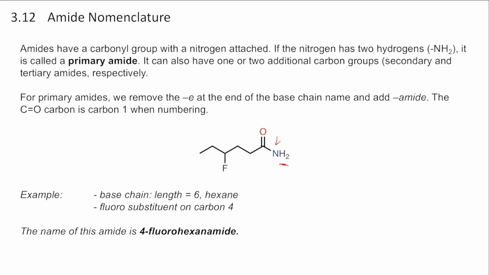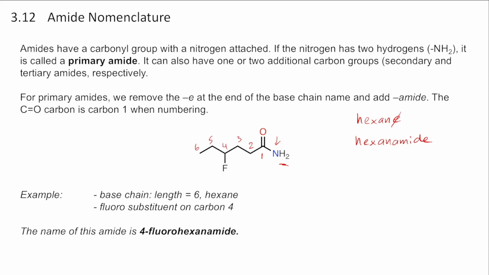So what we do is we find the longest carbon chain that has that amide group. We start numbering with number 1 for the carbonyl carbon: 2, 3, 4, 5, 6. For naming these things, we drop the E at the end of the alkane name, so that would be hexane, and we drop the E and add the word amide to the end. So it becomes hexanamide. We don't have to indicate the position with a number because we know it's always number 1.